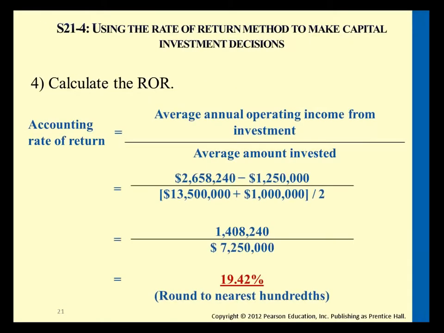So you're going to use two numbers here. The first, the one that we calculated, number 1, and then the second, that's your yearly depreciation. And then we're going to divide by our investment. We'll add $1 million, which is total depreciation, and divide by 2. That's going to give us the relationship of our annual operating income to amount invested on average.